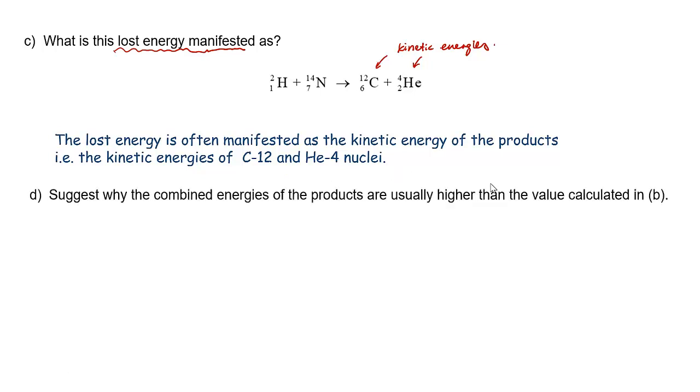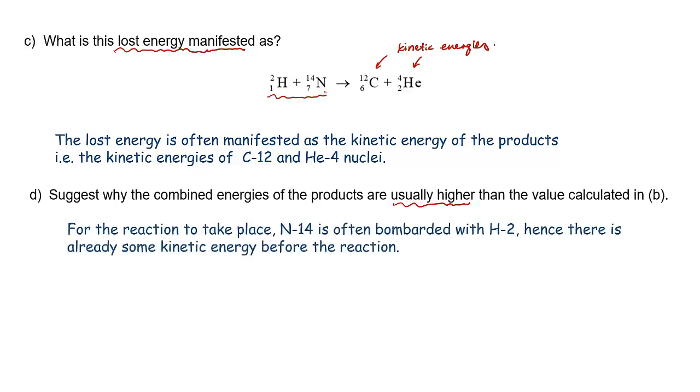Lastly, in part D, you're asked to suggest why the combined energy of the products is usually higher than the value calculated in B. This would mean that if the total energy is conserved, there could be some other forms of energy. Where could that come from? This is most likely from the initial reactants. For the reaction to occur, you must first bring your hydrogen 2 and nitrogen 14 together, so you need to give them kinetic energies so that they can collide together.